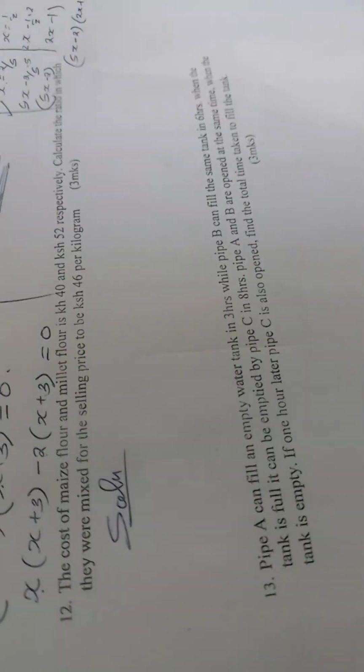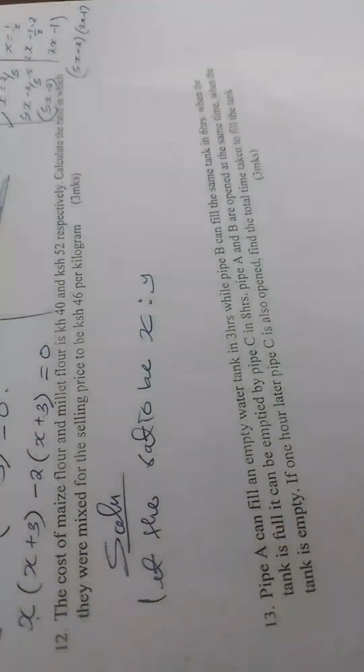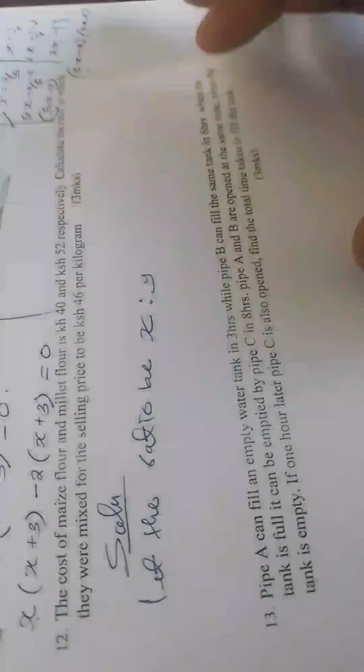Calculate the ratio in which they were mixed for the selling price to be 46 per kg. We can say let the ratio be x is to y, because you don't know the ratio. You're supposed to find the ratio, but after they mixed, the price for the kilogram was supposed to be 46.